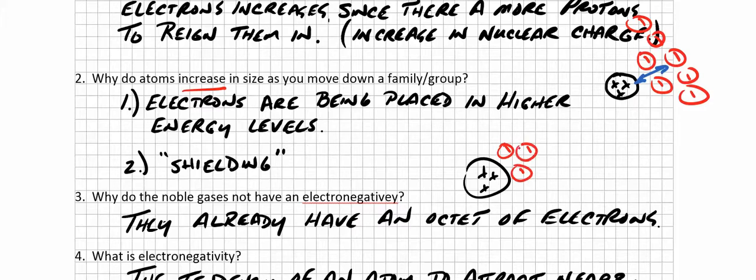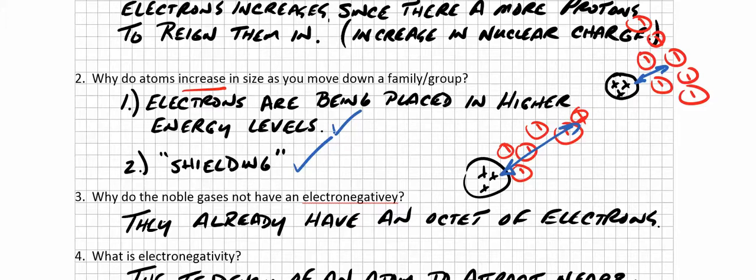From this point on, when I put electrons in, I'm putting them in to higher and higher main energy levels. Therefore, those electrons are going to be farther away from the nucleus. The distance from here to here is going to increase just by virtue of the fact that they're farther away at higher energy levels. So that's one reason that atoms get bigger as you move down a period or a group. But there's another reason, and the second reason is something called shielding.